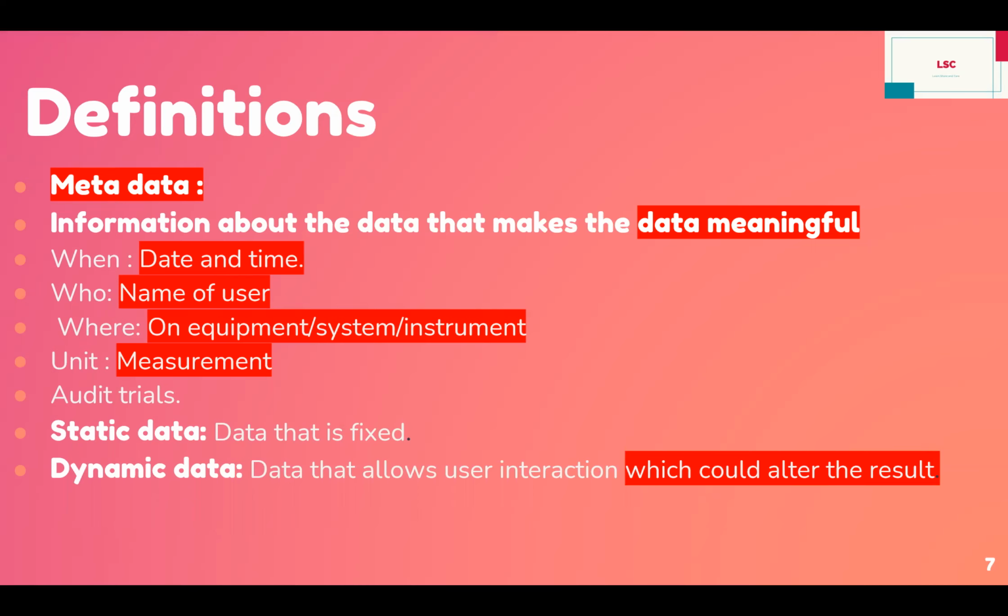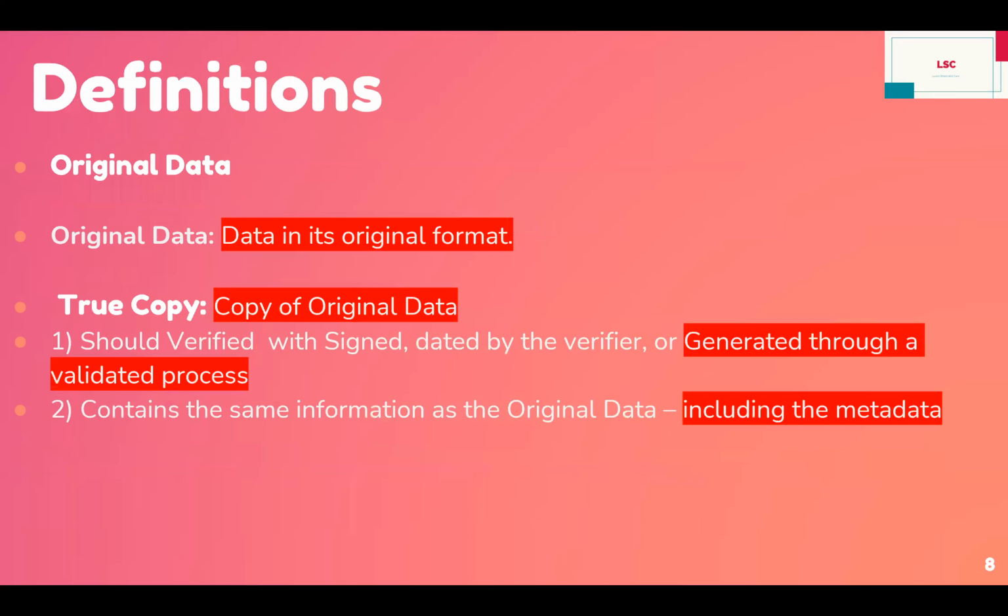So what is the dynamic data? Dynamic data allows the user to interact, which could alter the result. Means you can do something, make over your data, and find out whatever you want to do. So that is known as the dynamic data. Original data. Original data means what? It is the first observation. So data in its original format, like in your HPLC system, your chromatographic system or GC system, whatever electronic data is captured the first time is known as the original data.